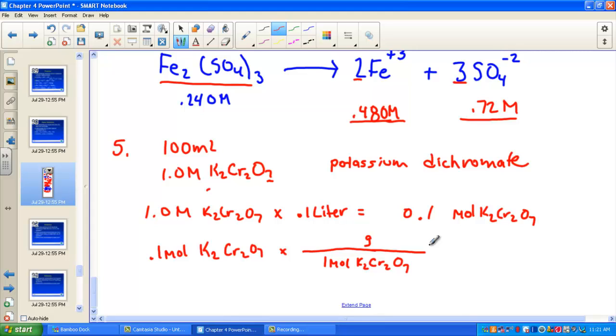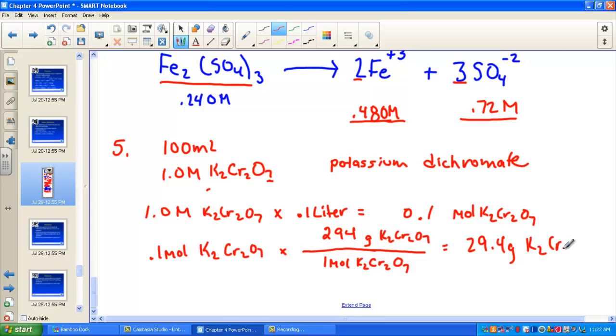Potassium first has a formula weight of 39, and there's 2 of them. Cr, chromium, atomic weight of 52, and there's 2 of those. Plus oxygen's mass of 16, but I'm counting 7 of those in the formula. The molar mass I found, 294 grams. Mole times molar mass, and the grams that I found would be 29.4, and let's record that.